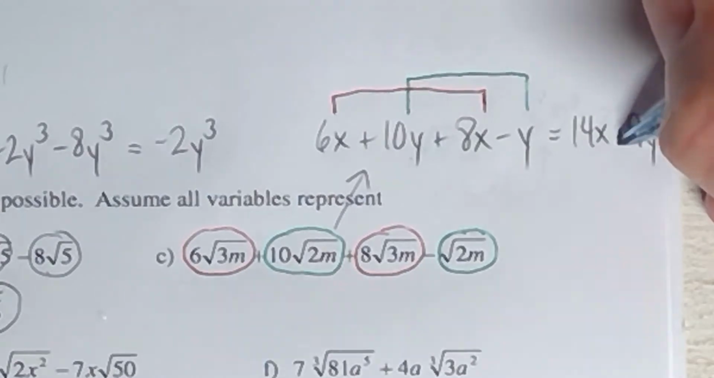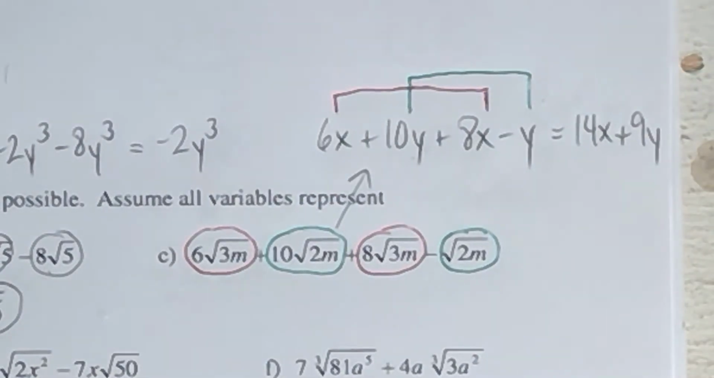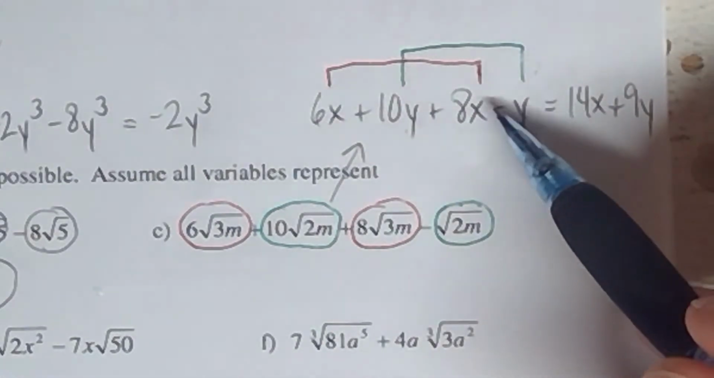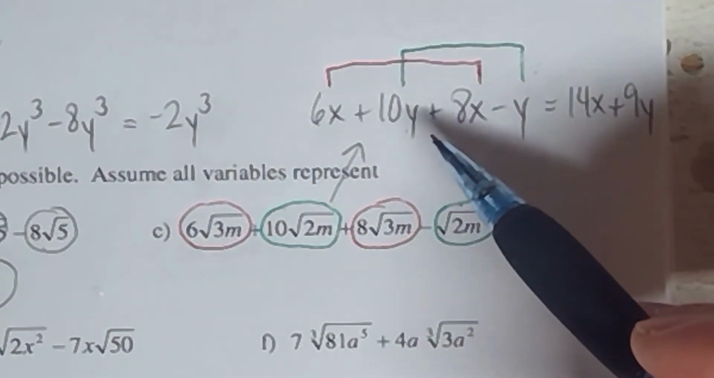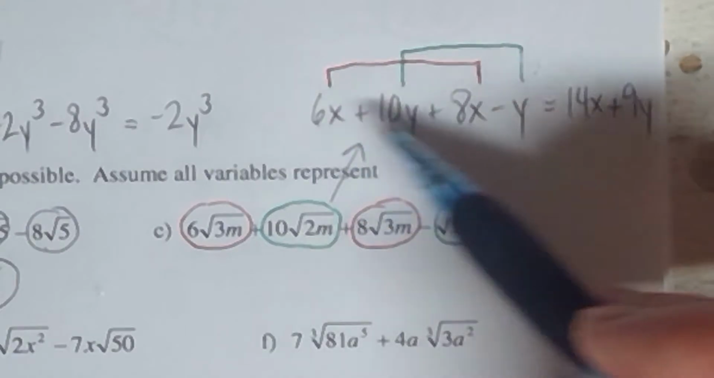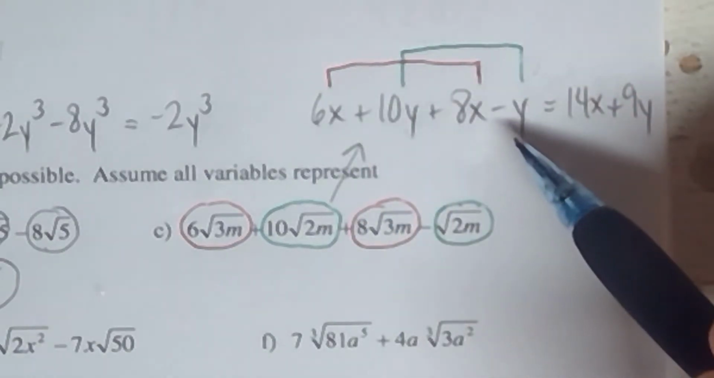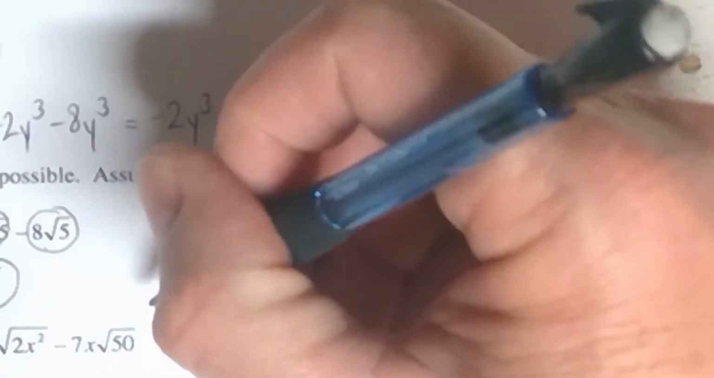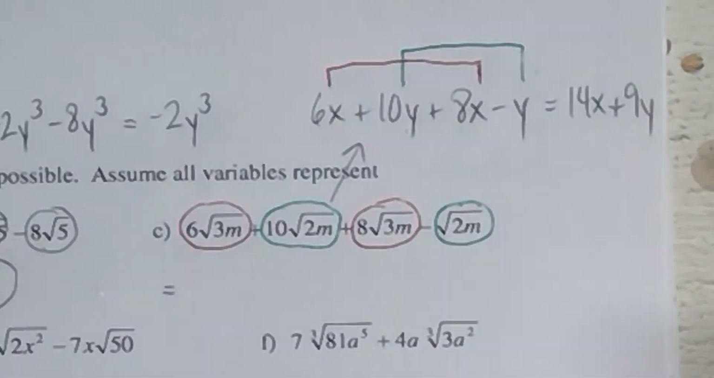Since that's positive 9y, I've got to put a plus there. Okay, so that's what you do with like terms. If some are like terms and some other ones are like terms, but they're not all like terms, it's just that you can pair them up. Radical terms, like radical terms, work the same way, all right?